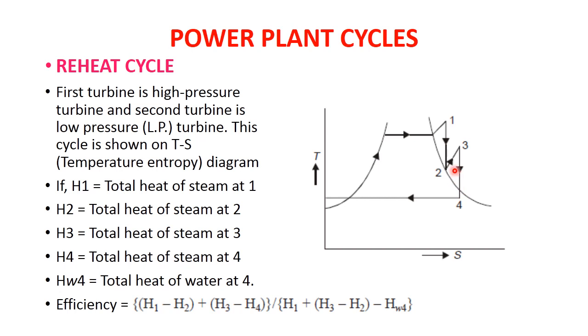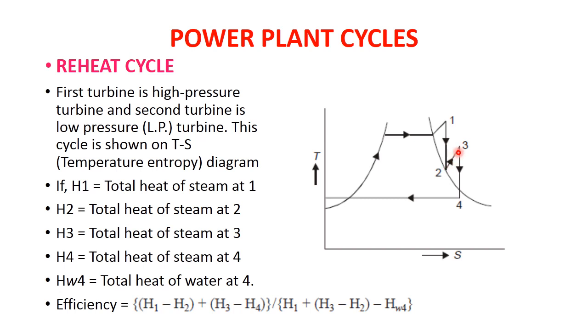Then here you can see that the TS diagram is shown, that initially when the compression stage is done, that is from this point to this point, then after that from 1 to 2 the steam is expanded in the first turbine.